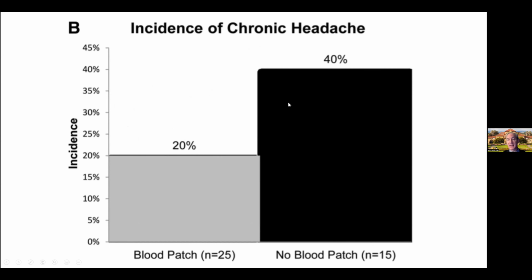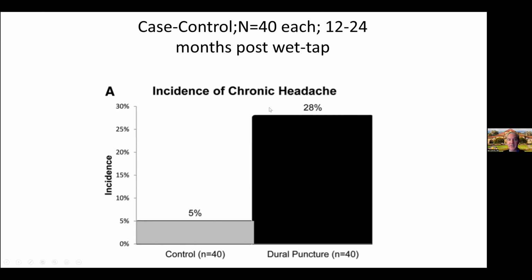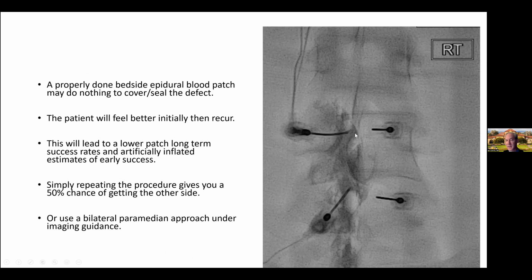What's interesting to me is that we were taught when I was an anesthesia resident that a properly done epidural blood patch is 90% effective for a post-dural puncture headache, but it appears to be only 50% effective for reducing long-term complications. And 50% effective is what you'd expect if half the time you land on the right side of midline, half the time you land on the wrong side of midline.